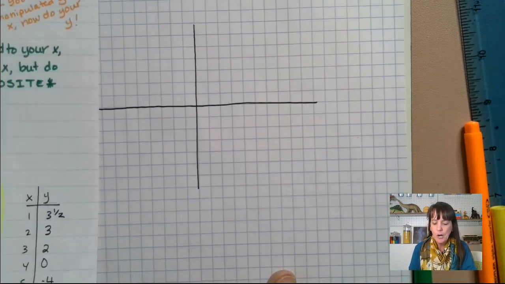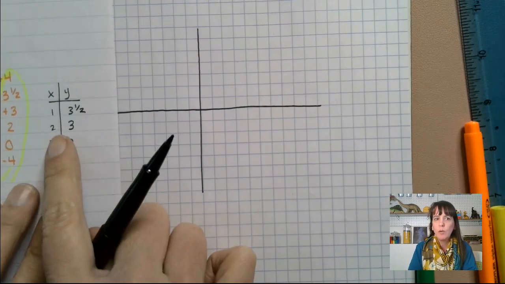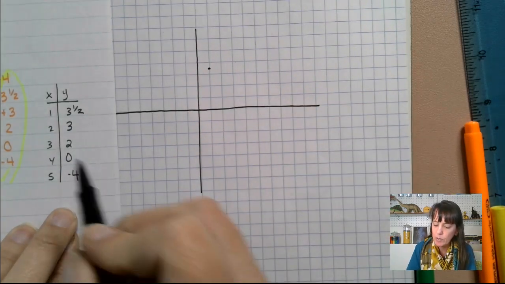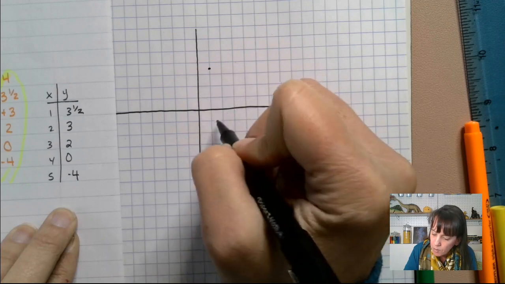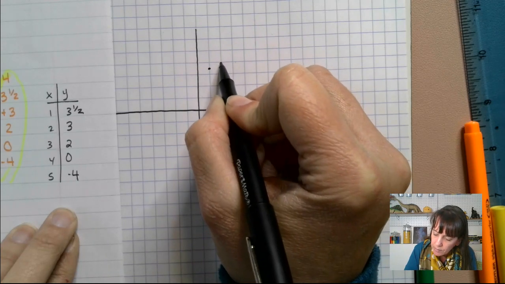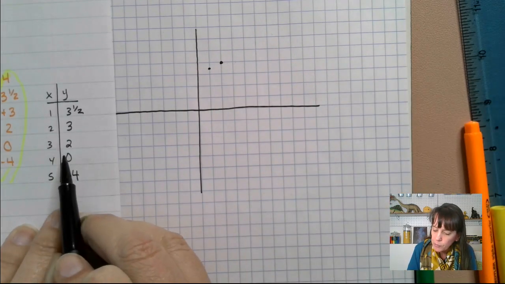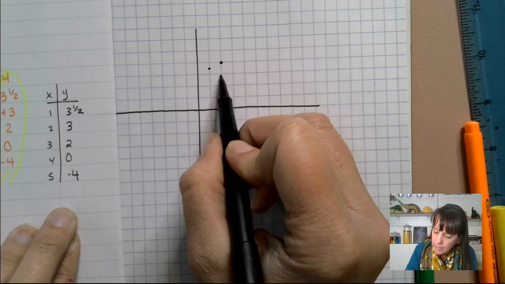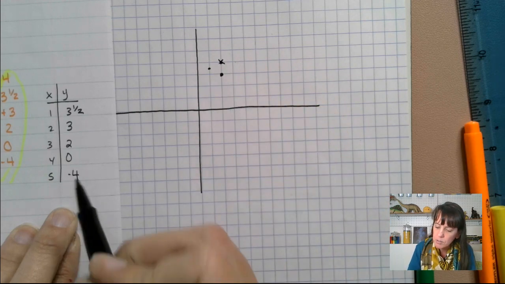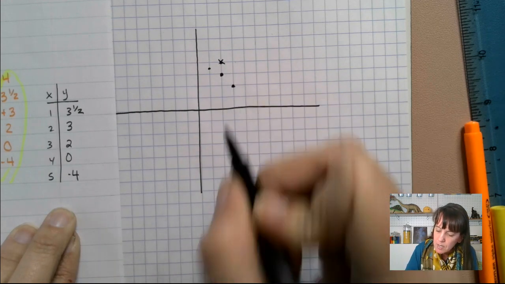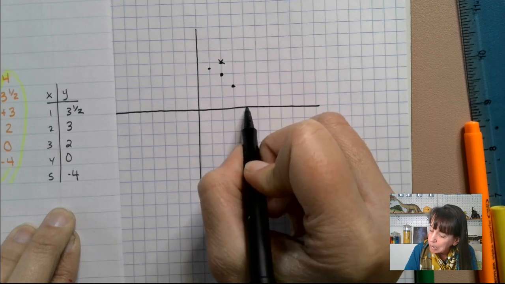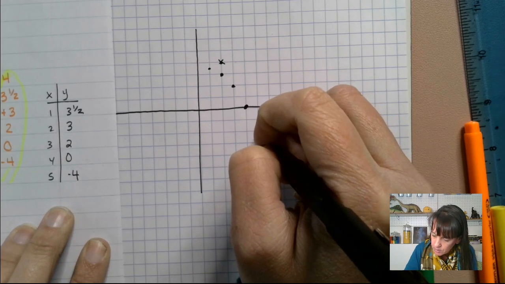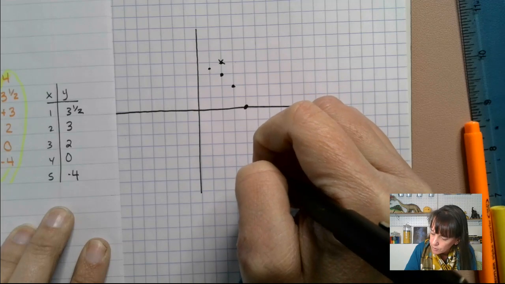Okay, let's look at this. So here's our XY chart, right? We go over 1, up 3.5. Over 1, up 3.5. Kablam. We go over 2, up 3. Over 2, up 3 right here. Over 3, wait, hold on. I don't know how to count. What is that? I went up 4. That was bad. Over 3, up 2. There we go. Over 4, up 0. Over 5, down -4. So 5, and then we go 1, 2, 3, 4, 5. Let's make sure I count here.